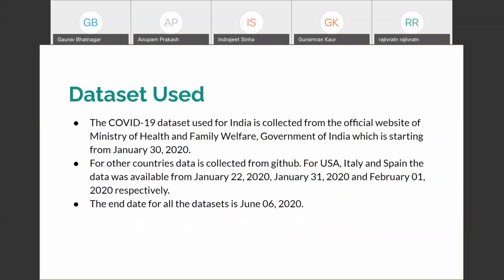About the data set, the COVID-19 data set for India is taken from the official website of the Government of India, Ministry of Health and Family Welfare. It has been web scraped, and the data begins from January 30, 2020, when the first case was seen in India. Similarly, for other countries like USA, Italy, and Spain, the data begins from the day when the first case was seen in these countries, like January 22 for USA, January 31 for Italy, and February 1 for Spain, and this data is taken from GitHub. The end date for all the data is June 6, which is when we completed our paper.